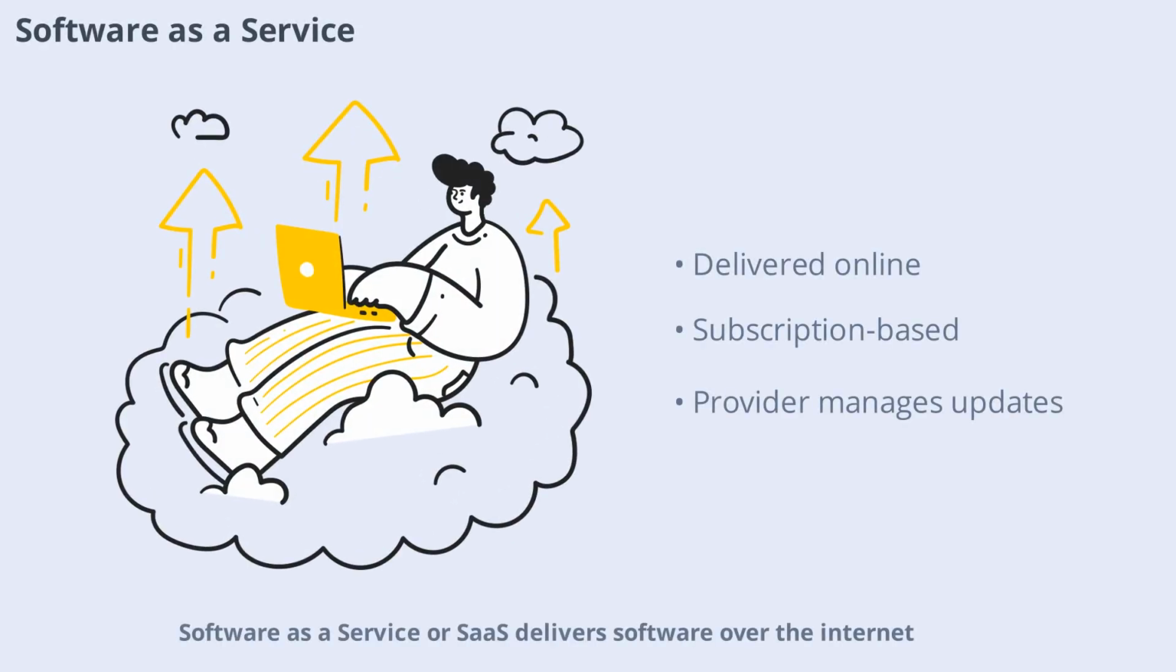Software as a service, or SaaS, delivers software over the internet, usually through a subscription. Examples include Salesforce and Adobe Creative Cloud. SaaS makes it easy to access the latest features without worrying about installation or updates, as everything is managed by the provider.